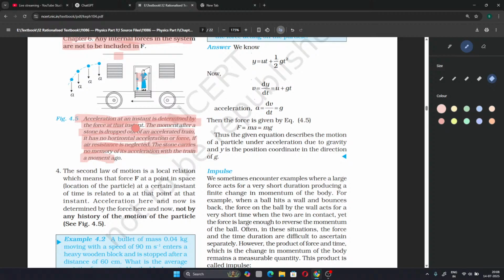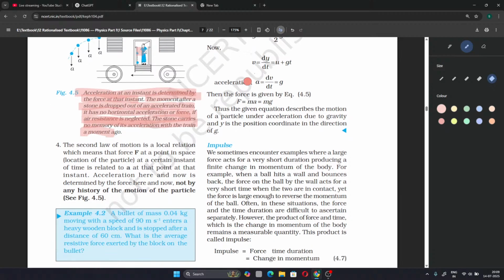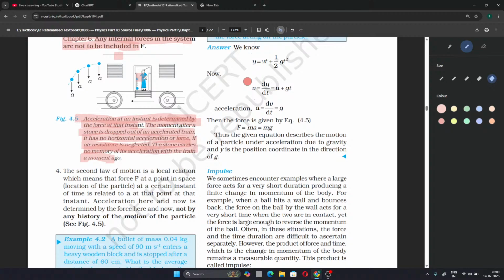When it was in the person's hand, the person was accelerating with the train, and the stone was also accelerating. But when it left the person's hand, it was in free space. There was no force acting on it, and we can say the acceleration on that stone is also zero. It will not remember that it was accelerating with the person, so it should accelerate now as well. There is no such thing. It will have no memory of its acceleration. At that time, the acceleration will be zero.